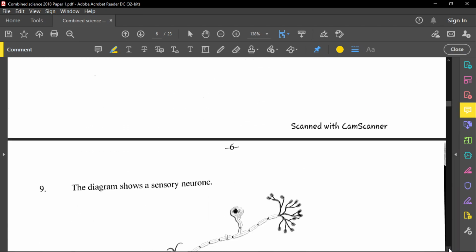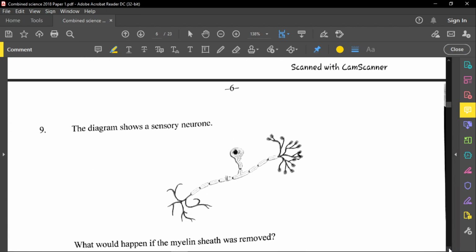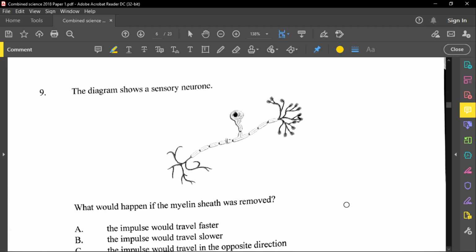All right, and so let's go to question number 9. It says the diagram shows a sensory neuron. And we know it's a sensory neuron because the cell body is on the side. Just please remember that. All right, and the branching part would be the dendrites, and then the nerve endings on this point. And all this structure right here in the middle will be your axon.